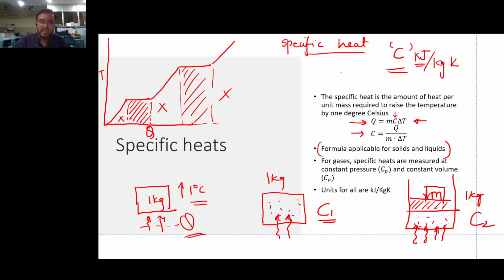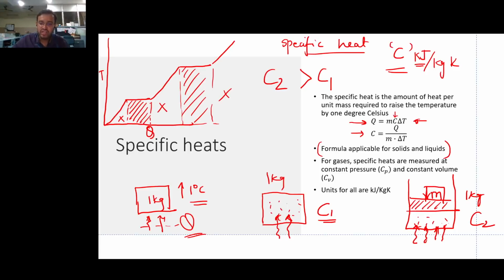And what you find out is that this C2 is greater than C1. That is, the amount of heat that you require to raise the temperature in a constant pressure process is greater than the amount of heat required to raise the temperature by 1 degree Celsius in a constant volume process. This is nothing to be sweated about, because this is a property of gases. If you measure the specific heat at constant pressure, you will get one value, and if you measure the specific heat at constant volume, you'll get a different value.